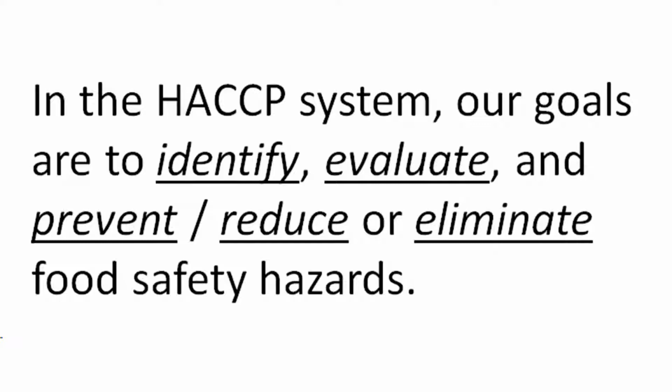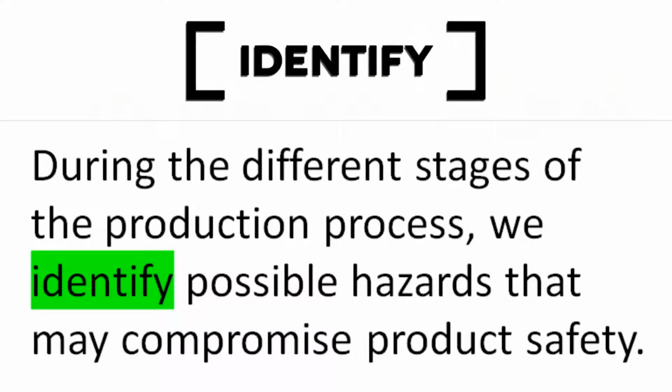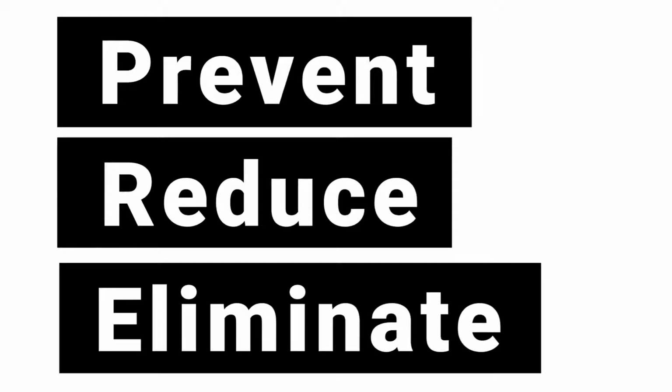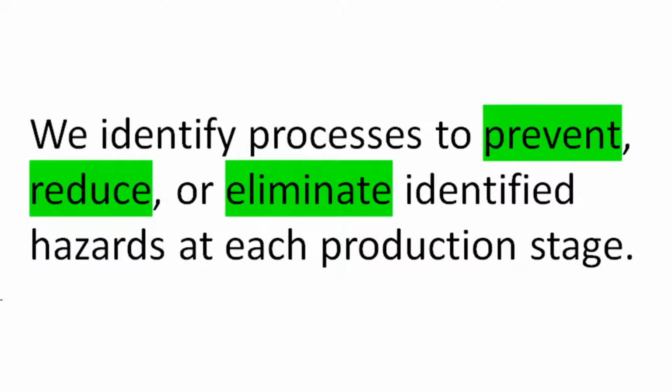In the HACCP system, our goals are to identify, evaluate, and prevent, reduce, or eliminate food safety hazards. Identify. During the different stages of the production process, we identify possible hazards that may compromise product safety. Evaluate. We evaluate the possibilities of hazard occurrences and the consequences if the contaminated product is delivered to consumers. Prevent, reduce, eliminate. We identify processes to prevent, reduce, or eliminate identified hazards at each production stage.